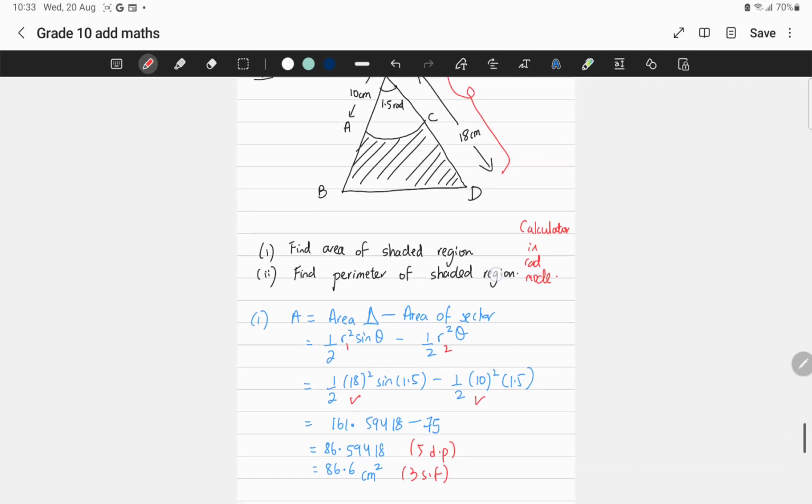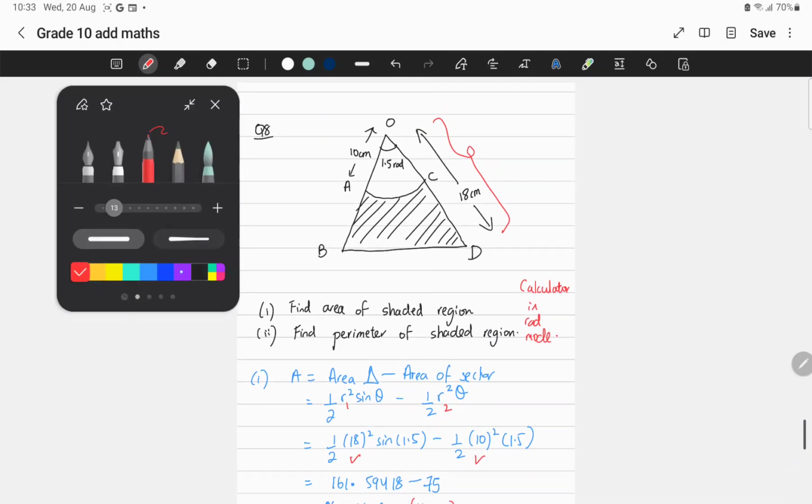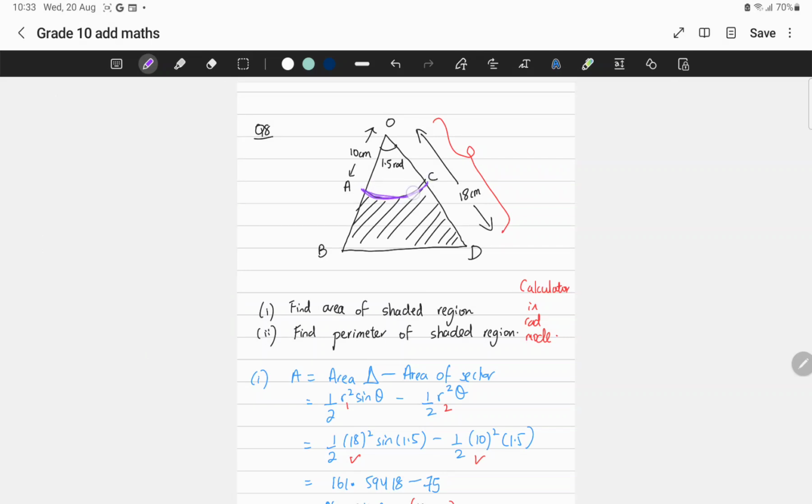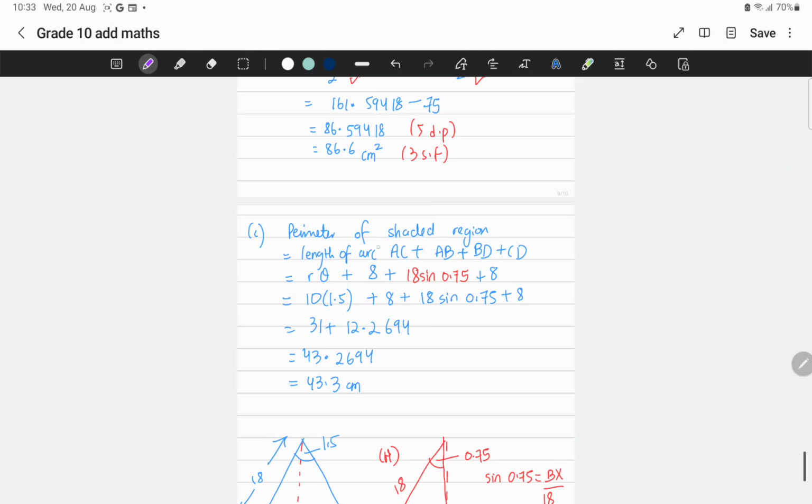And then the next part is the perimeter. If you look at the perimeter of the shaded region, we have 4 sections into the perimeter. We have here, which is the length of arc. We have AB. And the length of AB would be 8 centimeter because the full thing is 18 minus 10. And if AB is 8, this part here also is 8. And then we have to find BD. So there's 2 things that we have to find here, theta, which is the length, and then the length of BD. So when I write the perimeter, I'm going to write length of arc AC, AB, BD, and CD. We know that CD and AB is 8 already.